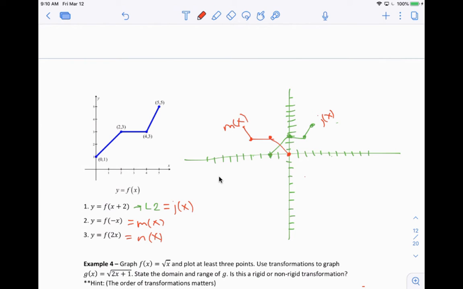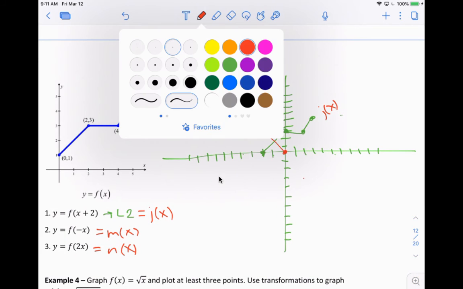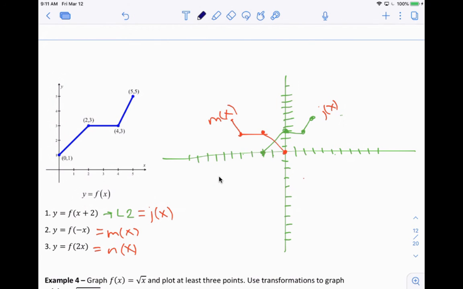The last one, we have a stretch of 2, but this stretch is not applied to the y's, it's applied to the x's. And so instead of multiplying, we're going to divide. It's always the opposite if it's inside, always the opposite. So we're going to take each one of these x's and divide it by 2. Use purple. 0 divided by 2, luckily, again, just 0. 2 divided by 2 would be 1. So this is now 1, 3.